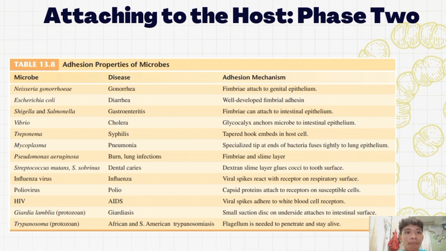Giardia lamblia, a protozoan. This is giardiasis. Adhesion mechanism: small suction disc on underside attaches to intestinal surface. And the last is Trypanosoma, a protozoan. This is African and American trypanosomiasis. The adhesion mechanism: flagellum is needed to penetrate and stay alive.